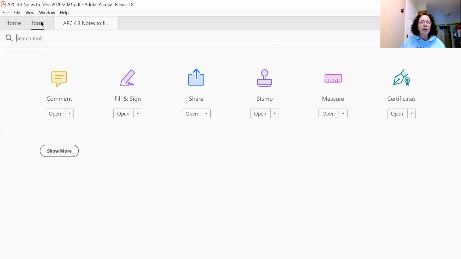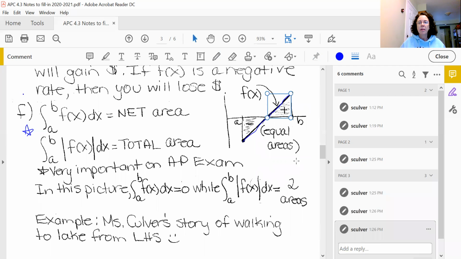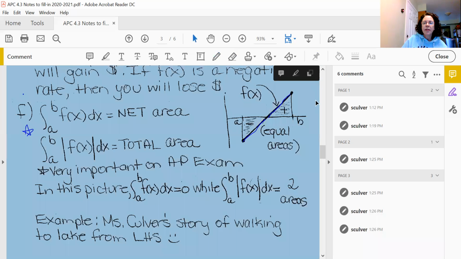Okay. It's not just below the x-axis. Okay. There we go. Whoops.